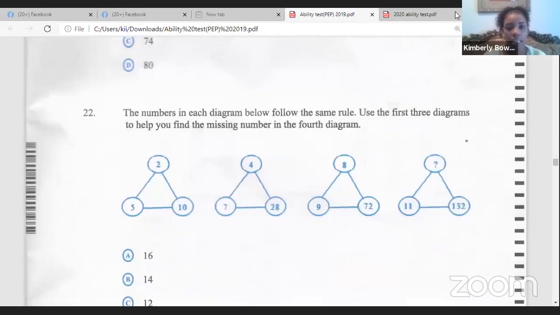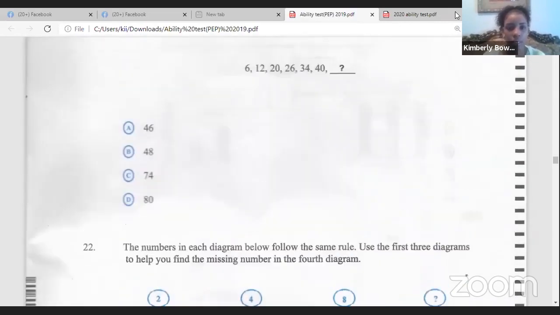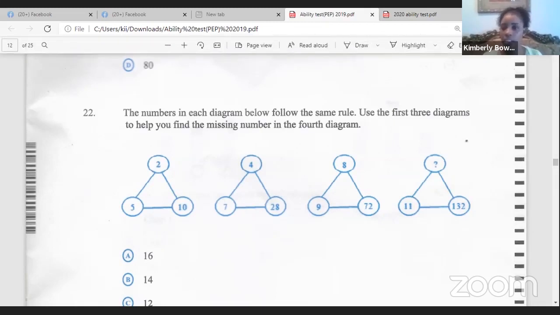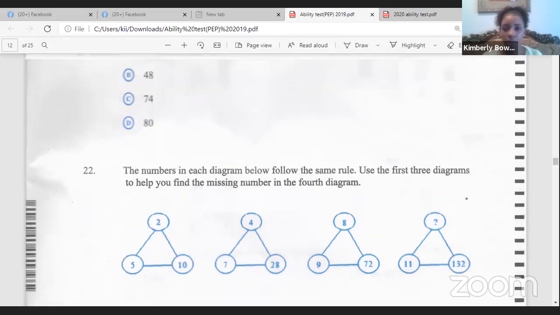All right, so we're seeing something that is similar to identifying the pattern at question 21. It is still identifying the pattern, or coding and decoding to an extent, because you're given its pattern, you're given 3 diagrams before, and then you should be able to determine the missing number that is there with the question sign for the final diagram.